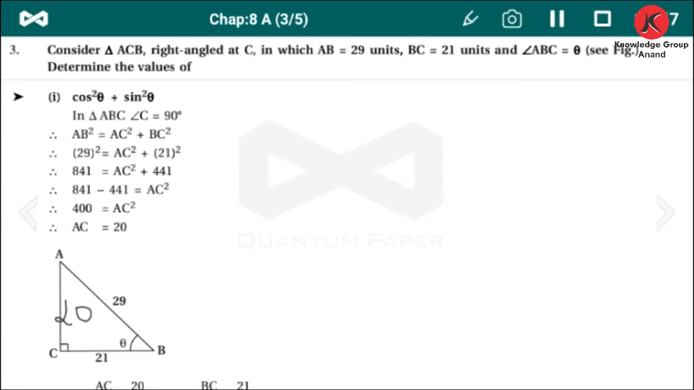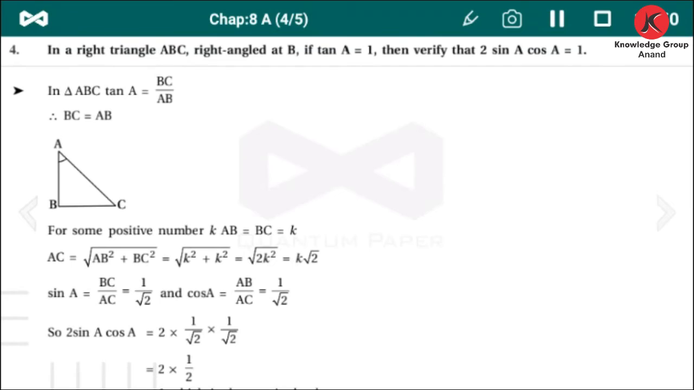Now example number 4. In a right triangle ABC, right angle at B. We draw the figure here. If tan A is equal to 1, then verify that 2 sin A cos A is equal to 1. Tan A is equal to 1. Therefore, tan A is opposite side upon adjacent side. For angle A, the opposite side is BC and the adjacent side is AB.